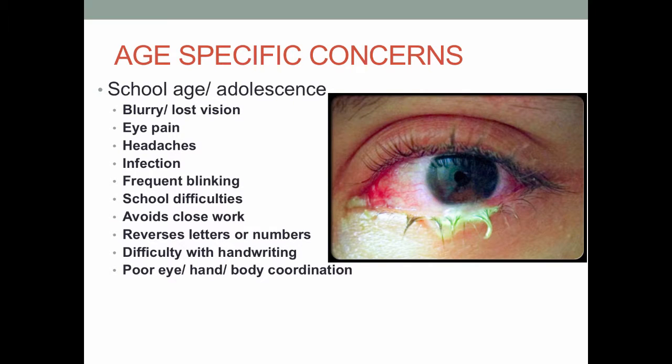For school age and adolescent, any history of blurry vision or lost vision, eye pain, headaches, infections, frequent blinking or school difficulties, a child who avoids close work or tires really easily with classwork, reverses letters or numbers, and difficulty with handwriting. And again, any poor eye-hand or body coordination can be indicative of eye concerns.